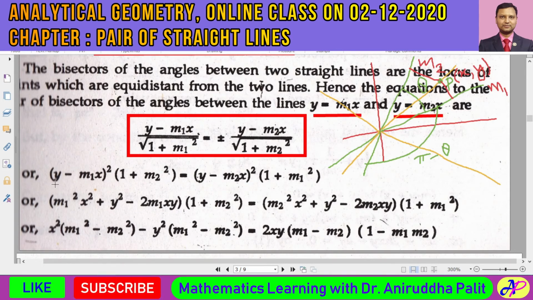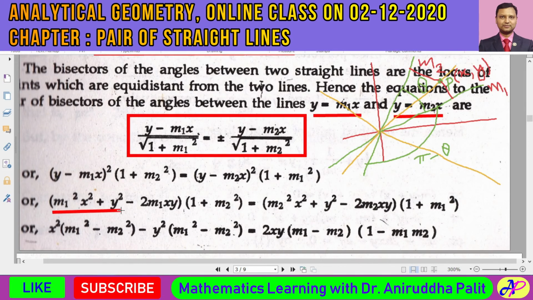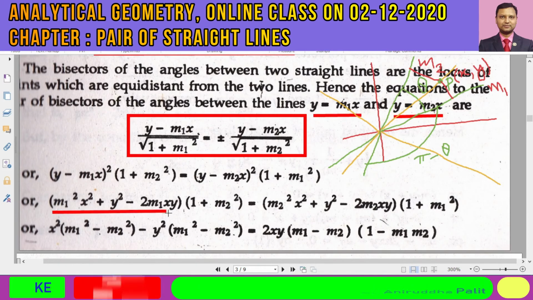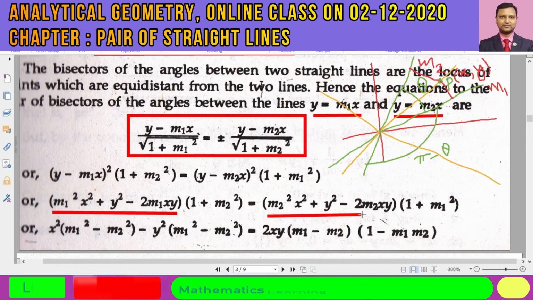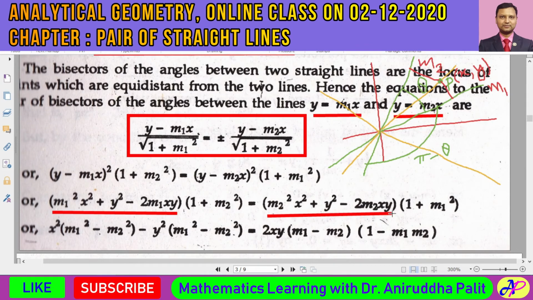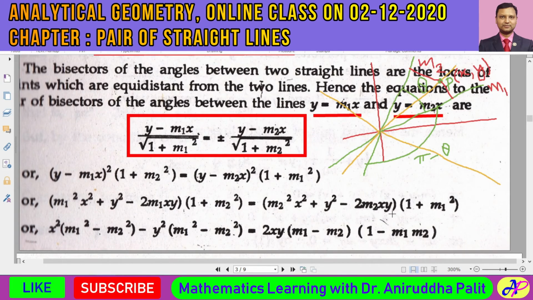Now if you expand this expression y minus m1x whole square, we will have this type of result: m1 square x square plus y square minus twice m1 xy. And over here, if we expand y minus m2x whole square, you will have the result m2 square x square plus y square minus 2 m2 into xy. So we have these two results.